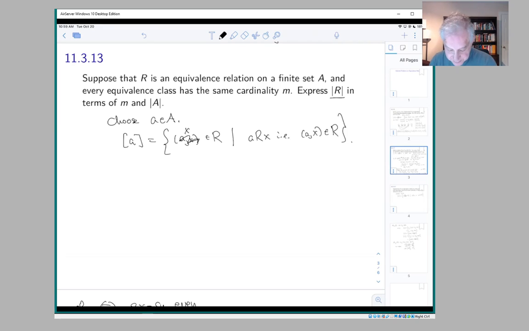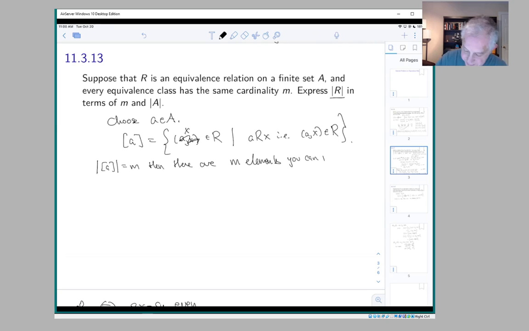So if this equivalence class has m elements, that means that there are m x's that can go here, right? So if the number of elements in this equivalence class is m, then there are m elements you can put in the second position of an ordered pair in order to get an element of R.